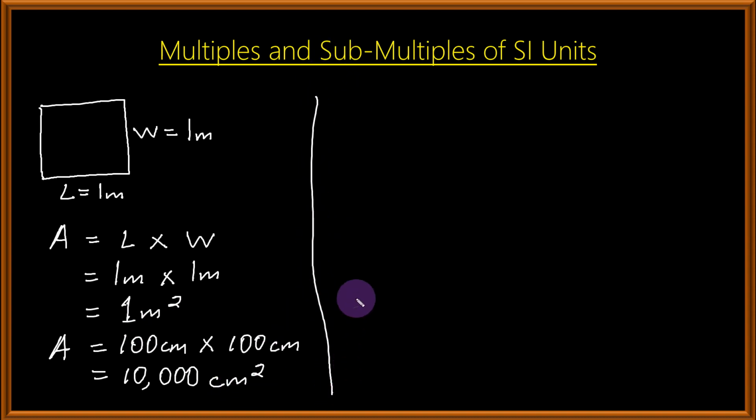Let's go on and see what we get from this. Now remember, area is a measure of surface. We are talking about the same area. So this area is 1 square meters. The same area is 10,000 centimeters squared. So we can make this conclusion that 1 meters squared is equal to 10,000 centimeters squared.